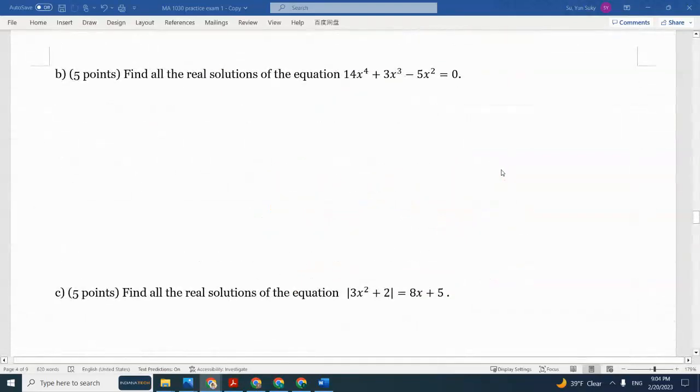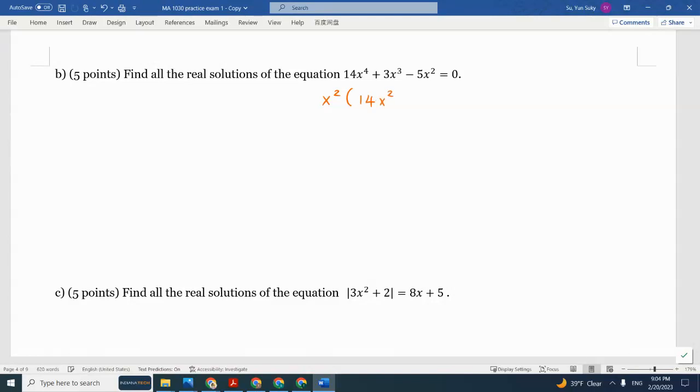All right. So keep going. Part B. You can see here we have 3 terms. Do they have common factor? All right. X to the 4th, x cubed, and x squared. Well, the common factor is x squared. So we factor out x squared, we get 14x squared plus 3x and minus 5 equals 0.